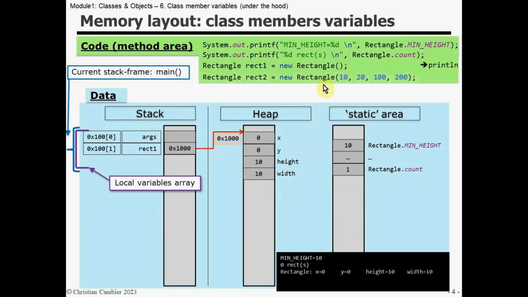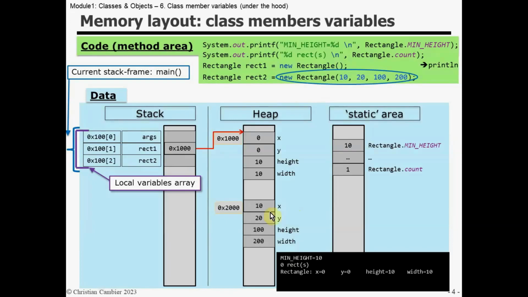Then the creation of our second object, passing 4 arguments to the 4 parameters constructor. First of all, allocation of the local variable on the stack. New will allocate our object on the heap, and again, only the instance variables are part of the object, x, y, height and width. The constructor being invoked will make sure that the setters will receive the values of 10 for x, 20 for y, 100 for height and 200 for width.